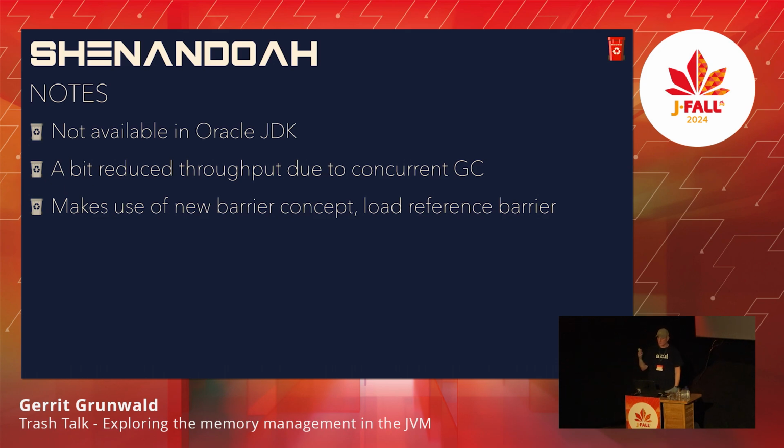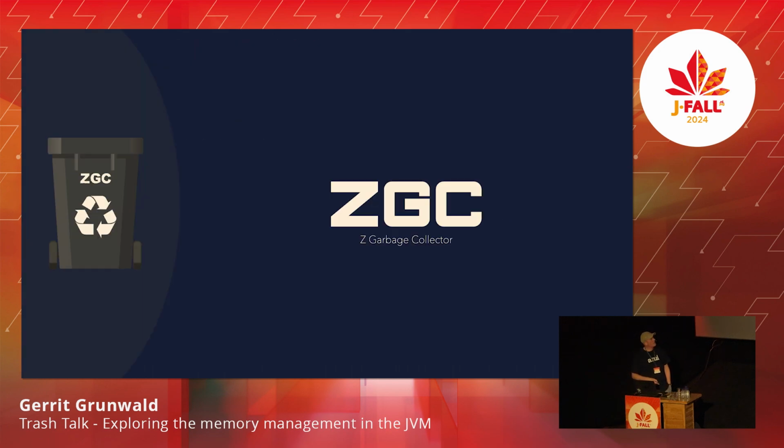Like I said, throughput is a little bit reduced because of concurrency. And this makes use of a load reference barrier, which is a read barrier here. Which leads me to ZGC. Who's using ZGC here? Okay.